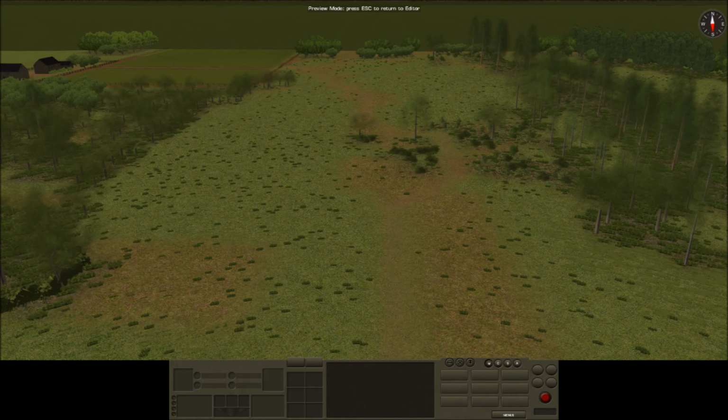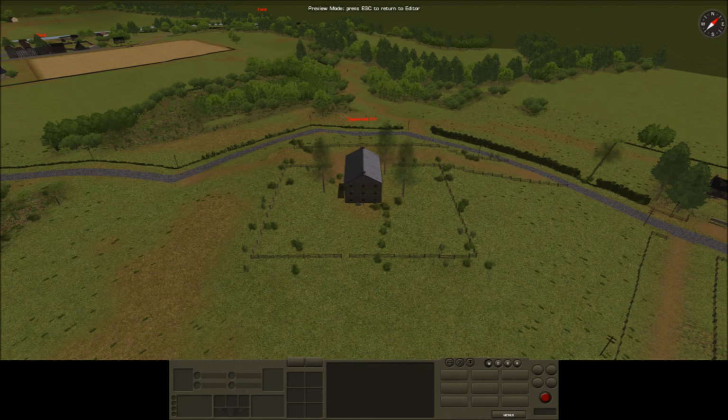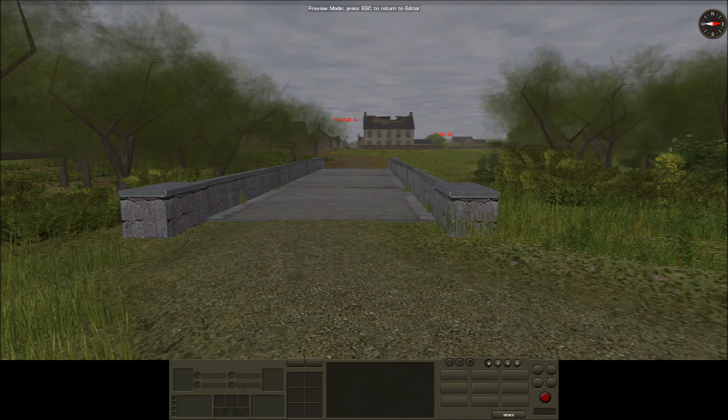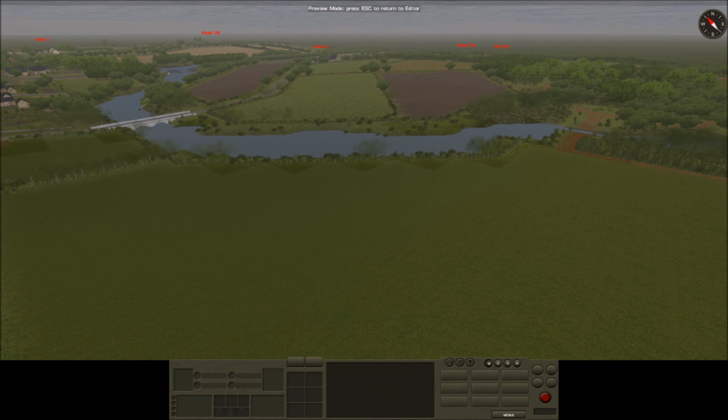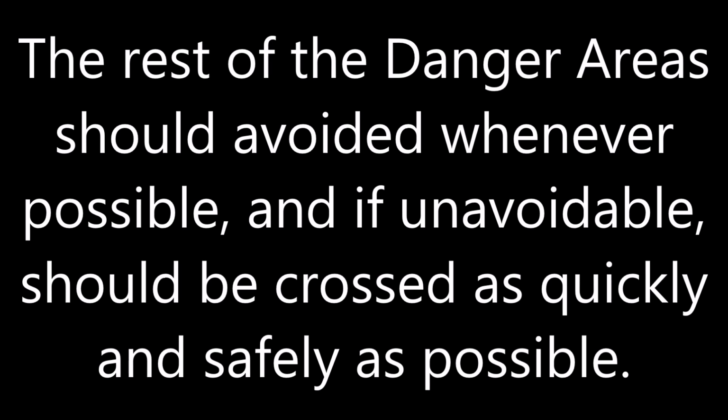Examples of danger areas include open areas, roads, trails, built-up areas, suspected enemy positions, known minefields, streams, rivers, and wire obstacles. Some danger areas, such as built-up areas, suspected enemy positions, minefields, and wire obstacles, should be avoided whenever possible. The rest of the danger areas should be avoided whenever possible, and if unavoidable, should be crossed as quickly and safely as possible.